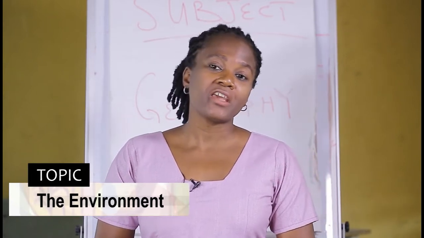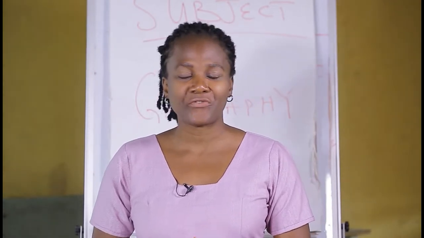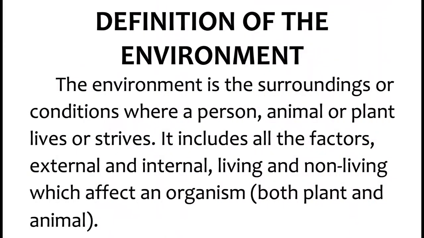Now, we know that the environment is where we live in, but what is the textbook definition? We say that the environment is the surroundings or conditions where a person, animal, or plant lives or strives. It includes all the factors, external and internal, living and non-living, which affect an organism. The organism can either be plants or animals.